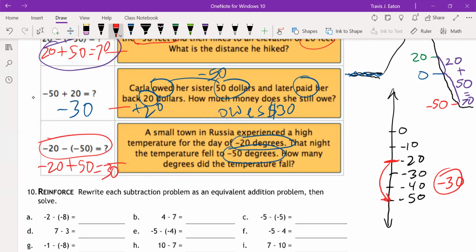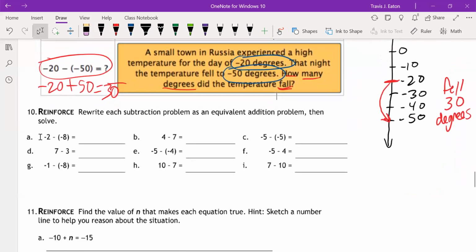That's a 30-degree fall. So when we're talking about how many degrees, I guess we're still talking about distance, aren't we? So we don't really need that negative because it fell 30 degrees. Because it's already asking how many did it fall. It didn't fall negative 30, it fell 30 degrees. And that makes sense. Okay.